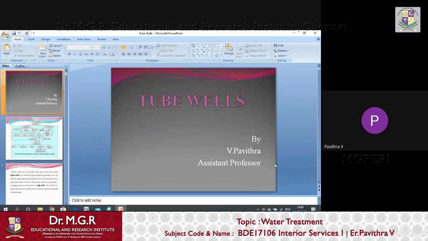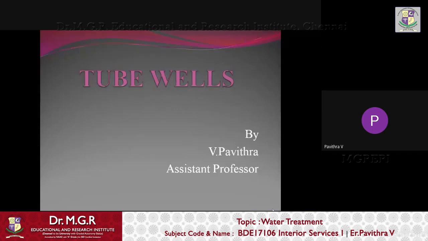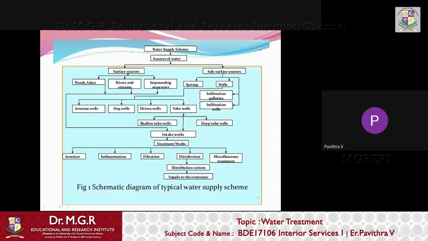So next is tube wells. The water that has been stored underground, how we are going to pump it and how we are going to use it for our use. This is the water supply scheme, where the main source of water is the rain. The sources of water are subdivided into surface and subsurface sources.